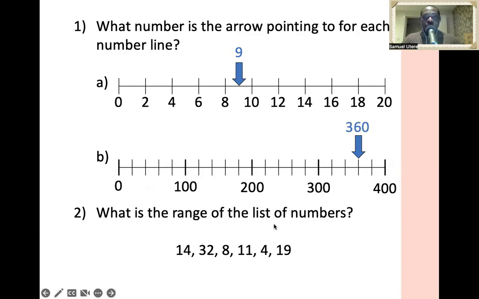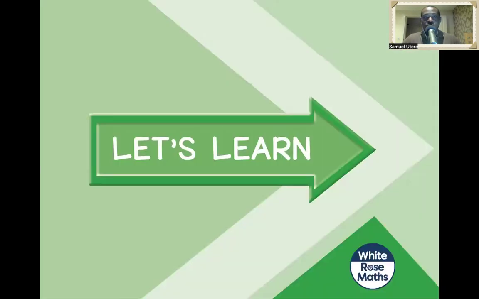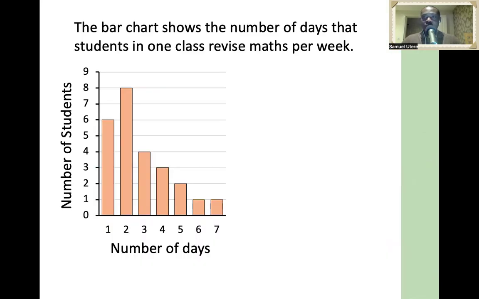Next, you're asked, what is the range of the list of numbers? I hope you haven't forgotten what range is. Range is the largest number minus the smallest. Okay, so the largest number is 32 minus the smallest, which is 4, which gives us 28. Okay, let's do some new learning for today's lesson. Remember, our lesson today, we're learning how to interpret bar charts and line charts and even to use it to answer questions. So here is our first example.